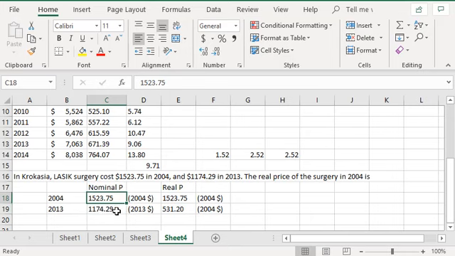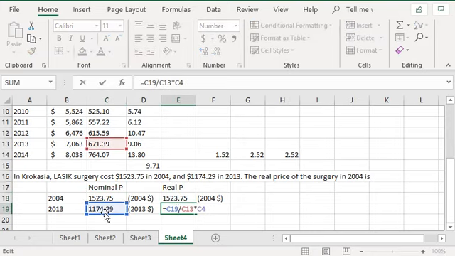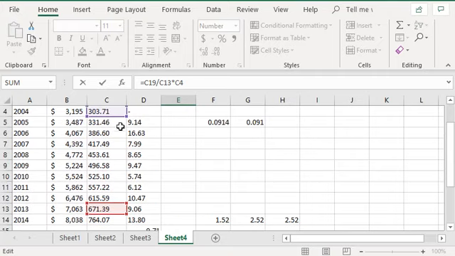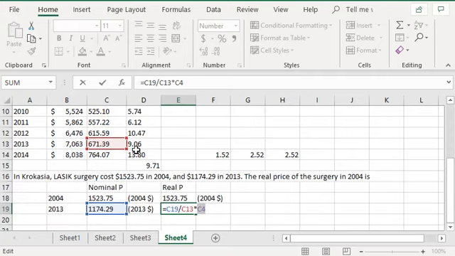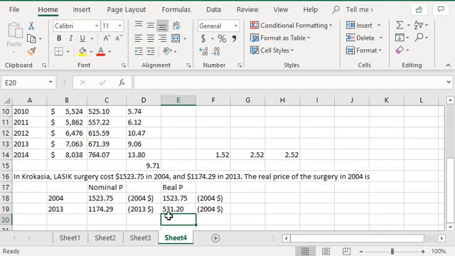We accounted for inflation by doing what? We took the nominal price, the sticker price, and we divided by the 2013 CPI. That got rid of 2013 dollars. Then we multiplied it by the CPI in 2004 to give it 2004 dollars. Okay?